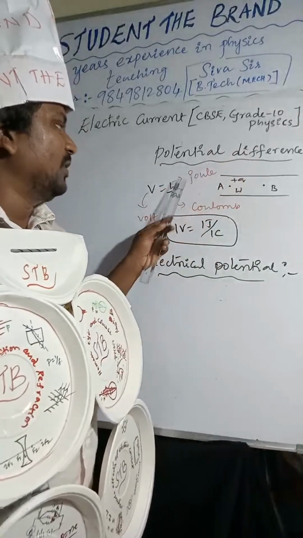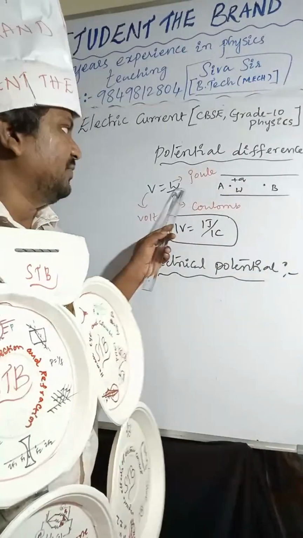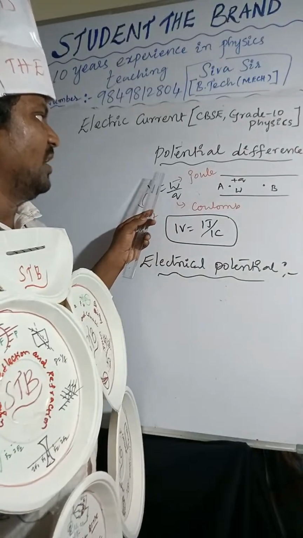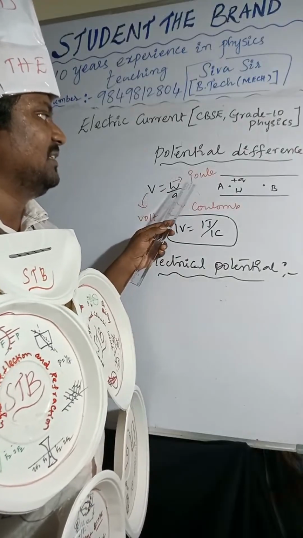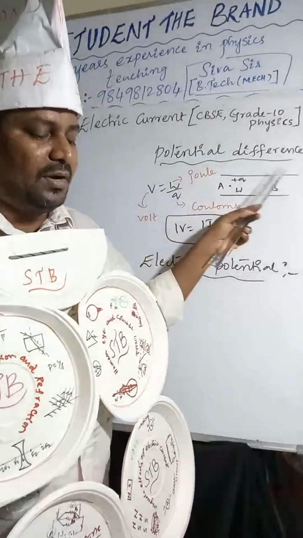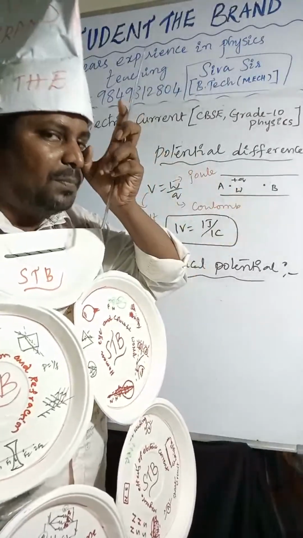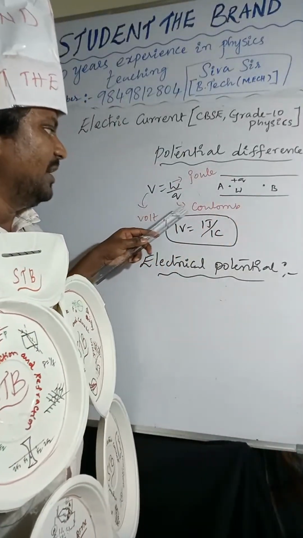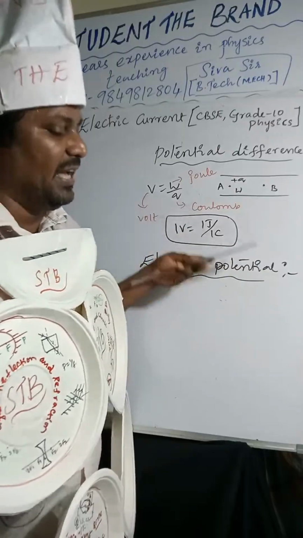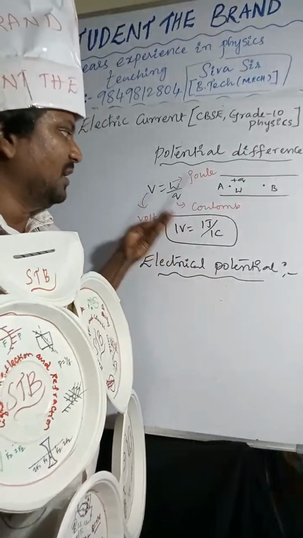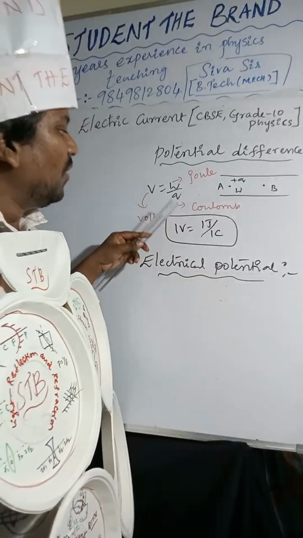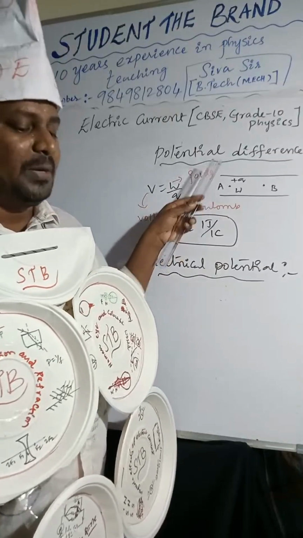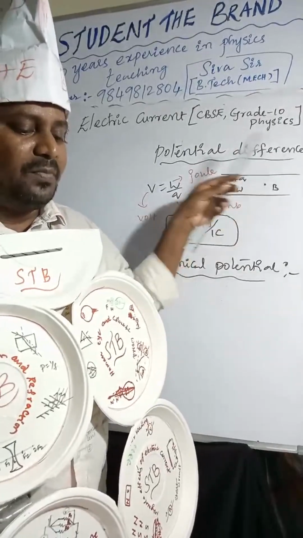So potential difference is nothing but 1 volt, defined as 1 Joule of work done to bring 1 Coulomb of charge from one point to another point. If they ask in the exam to define 1 volt, 1 volt is defined as 1 Joule of work done to bring 1 Coulomb of charge from one point to another point.